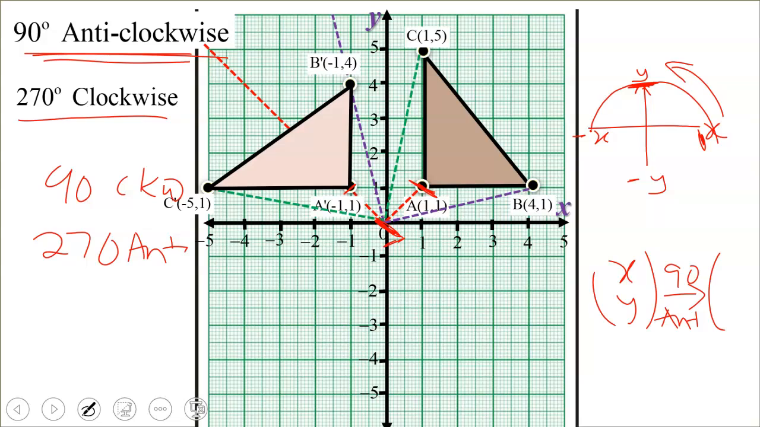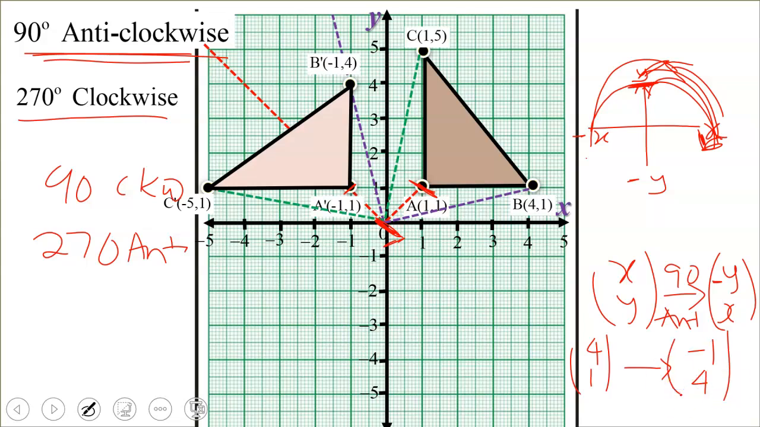So the position of the x and y will interchange as y, x. Then with the x moving to the y position, x was positive and it went to the y also positive. But y rather went to the x negative. So we give y negative, which means that if your original point is (4, 1), your image will be (-1, 4). And that is how we are able to plot all these points as well.